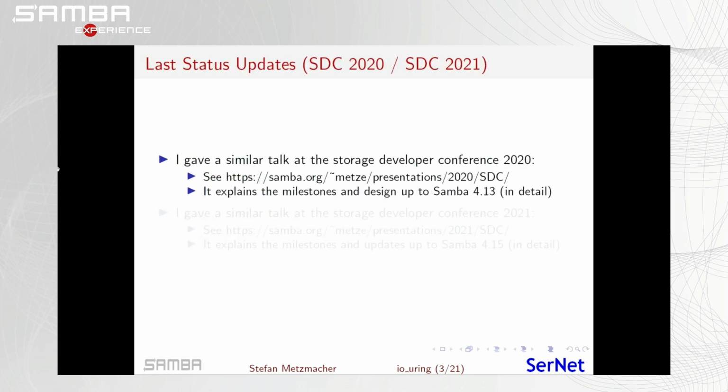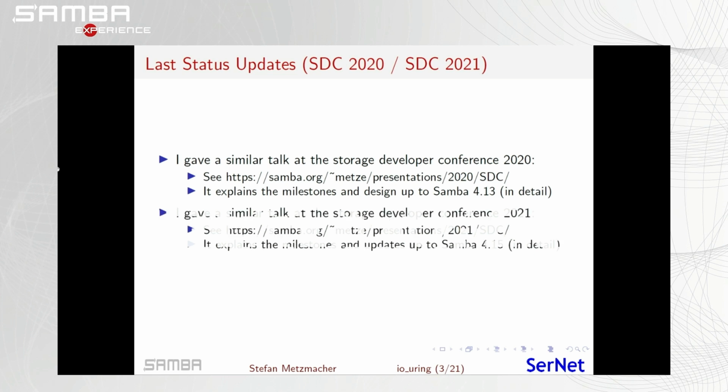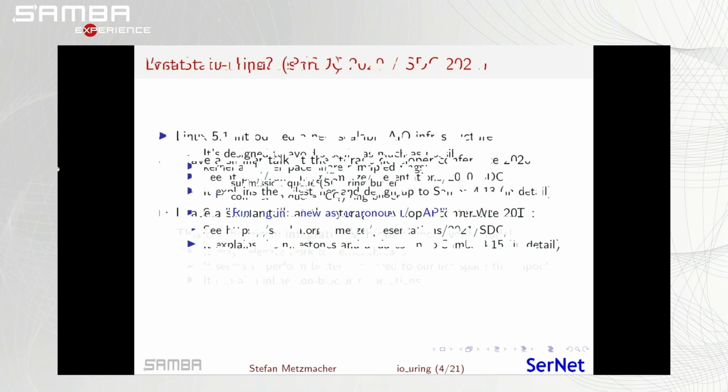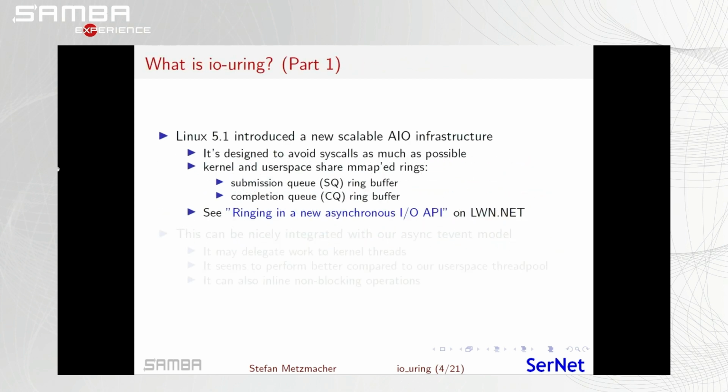So I gave presentations like this at SDC 2020 and 2021. If you're interested in some more details on older Samba versions, you may want to refer to these. For now, I'm starting with what is io_uring.